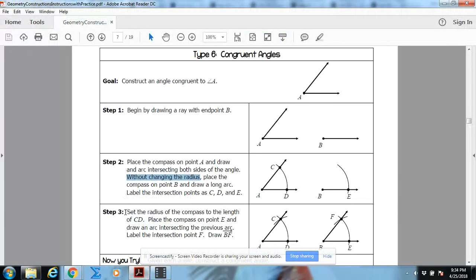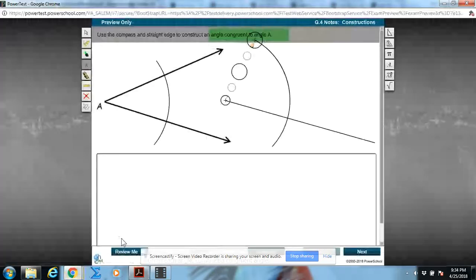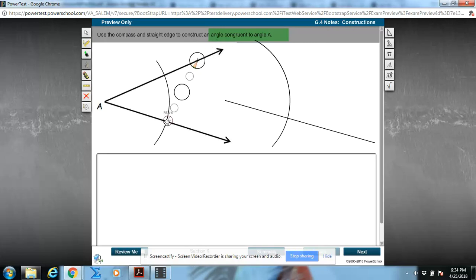Okay. Step 3. Set the radius of the compass to the length of C to D. Right, so we want to use our compass to measure the distance from C to D. Doesn't matter which way, I guess. Okay, I'm going to have to squeeze this shut a little bit. Set it up just right. Okay, so that pencil tip to the plus sign of my compass measures the distance from C to D.